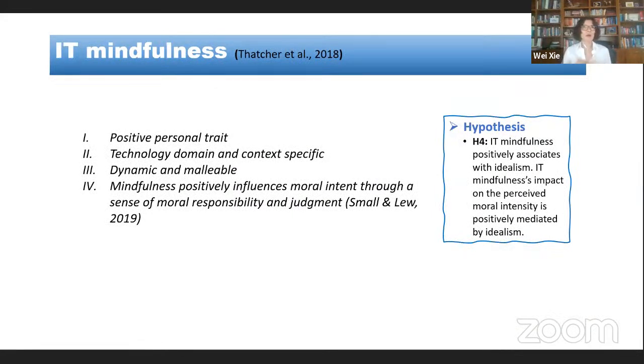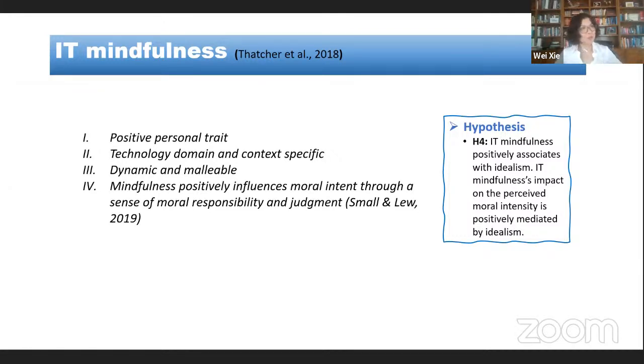The last group of hypotheses is about mindfulness. Mindfulness is about technology, and I consider it a novel approach. It's a concept proposed by Thatcher and colleagues back in 2018, as a technology-related personality, a kind of personal trait. It's stable, so it can be used as a predictor of human behavior, and it's a positive trait.